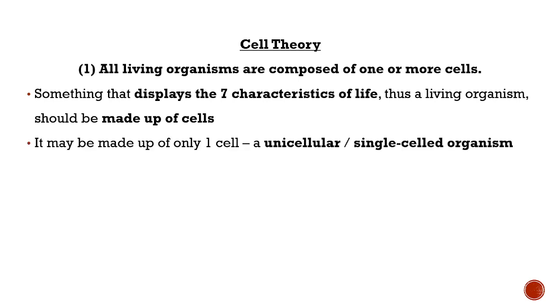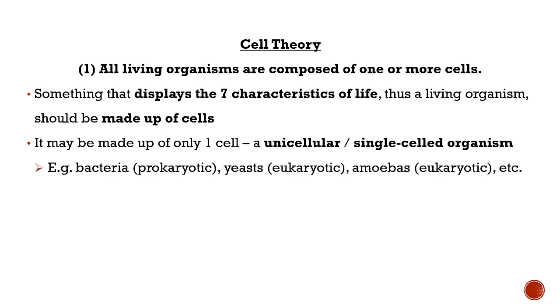Maybe 1 cell, then that would be a unicellular organism or single-celled organism. Examples would be bacteria, yeast, which is actually a unicellular eukaryote, and amoebas, which are also unicellular eukaryotes. So all these are unicellular organisms. By 1 cell, each of these is able to display these 7 characteristics of life.